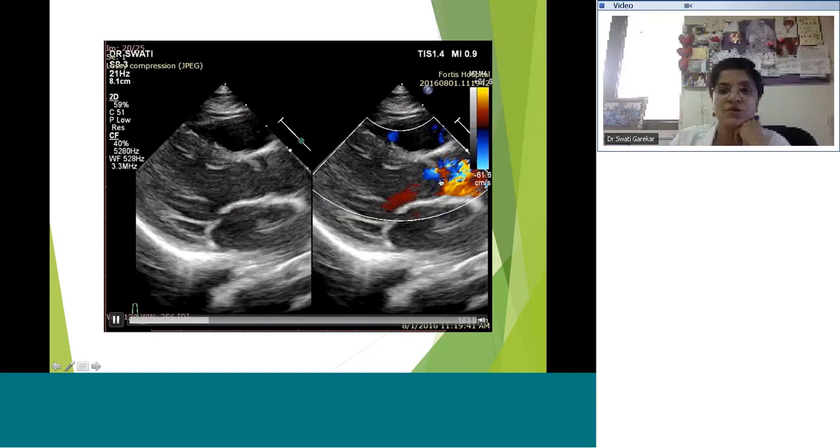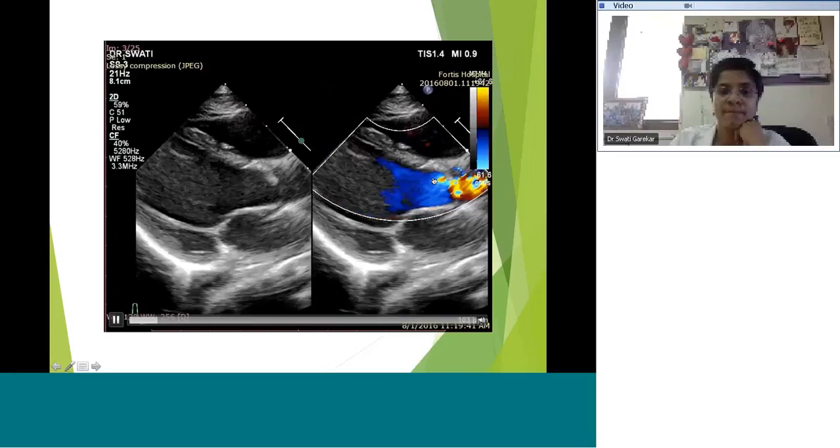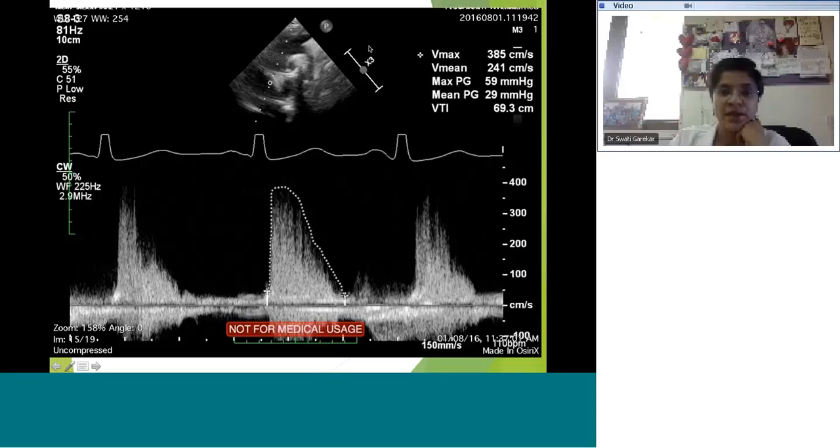So we are seeing some turbulence there. Also a little bit of regurgitation, very, very trivial. We get our M mode measurements. Very important also is to see if there's wall hypertrophy. And obviously I have just some selected clips to view, and we're looking at a suprasternal long axis view with the Doppler aligned across the ascending aorta and the aortic valve over there.